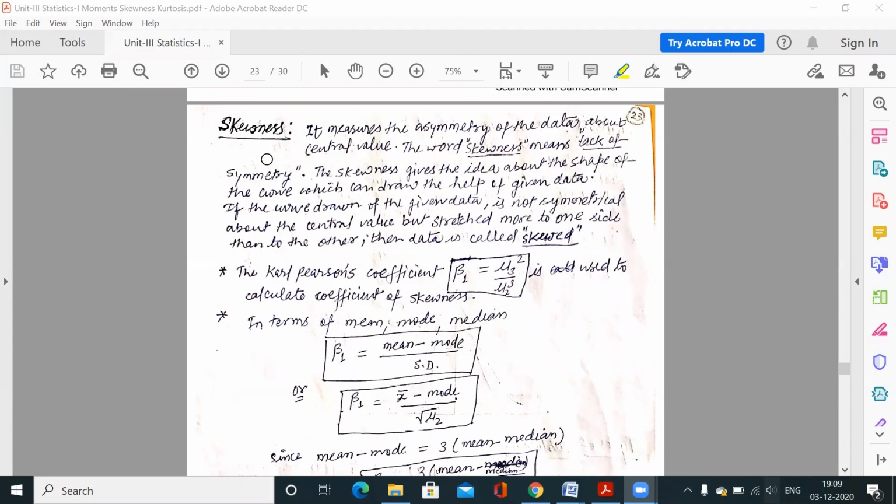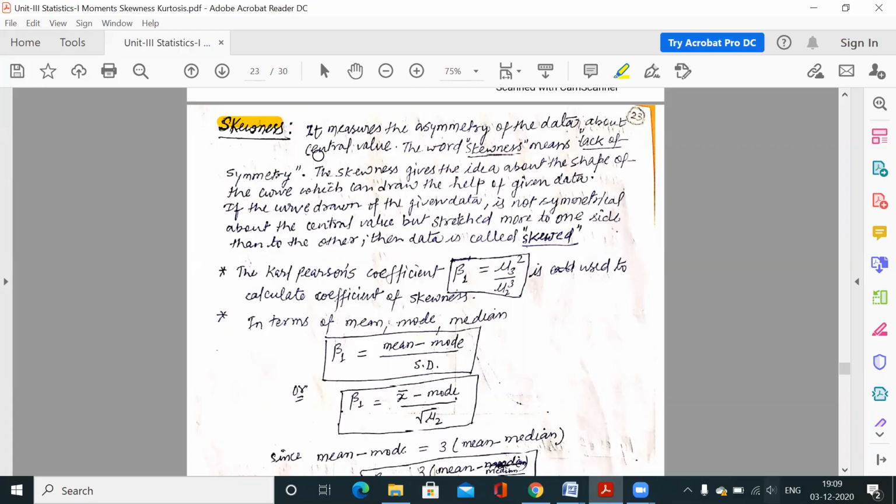Now today's topic is skewness. So in this chapter, previously we studied the measures of central tendency, the measures of dispersion, and then moments, and now skewness and kurtosis. So before starting the topic, I want to remind you what central tendency was and what dispersion was.